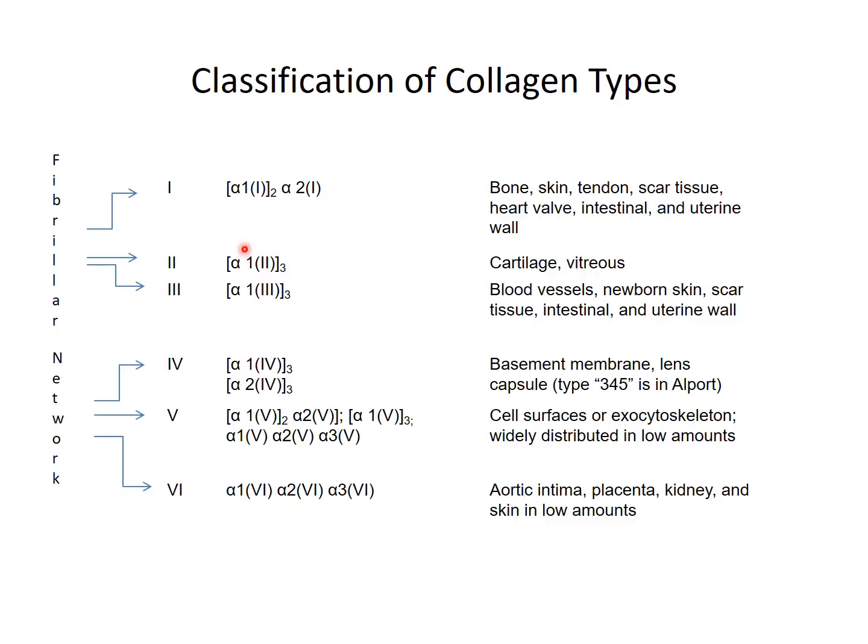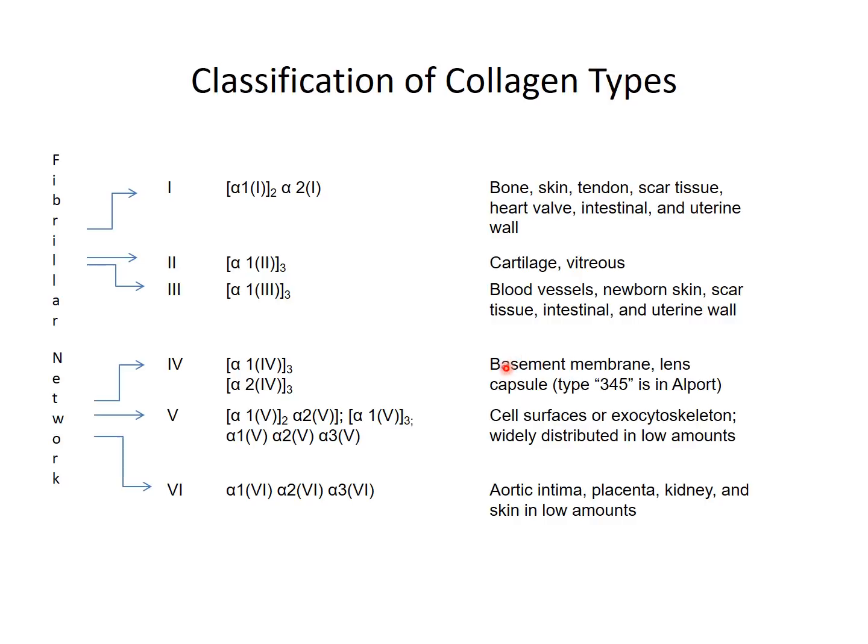Now, opposite to type 1, you see what the difference is? Type 2 and 3 are built of the same exact alpha chain. Three of them come together to build type 2 and type 3. Type 2 is very special in localization. The vast majority of the type 2 collagen is building our cartilages. At the end of the bones, you remember we have this cartilaginous, very important tissue, which gives the opportunity for the joints to move. Type 3 is more in the skin, blood vessel, uterine wall, intestinal surface, and so on.